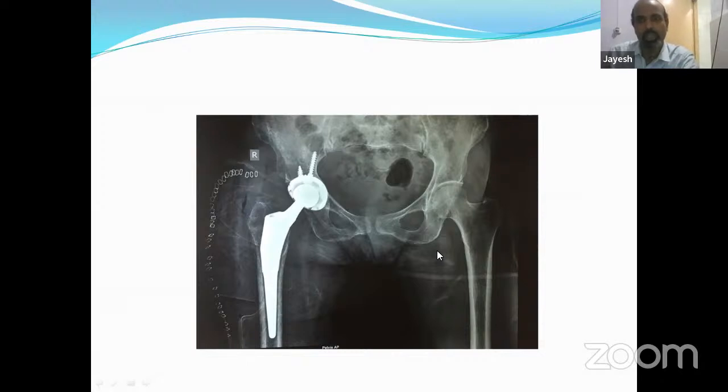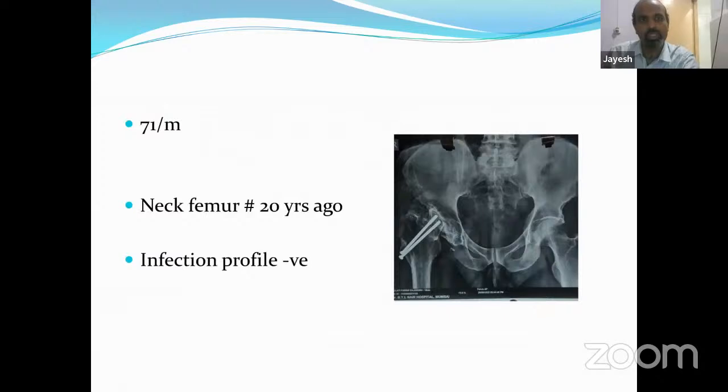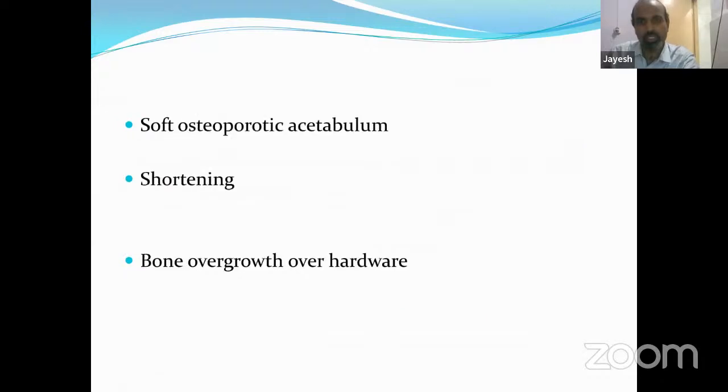I'll come to my next case. This is one of the complication cases, which someone else had done. So a 71-year-old male with a neck femur fracture 20 years ago, he has been walking on this for a long time, but now he has come to us for surgery because of increased pain. His infection profile is negative, and so the considerations were a soft osteoporotic acetabulum, the shortening, and bone overgrowth over the hardware.